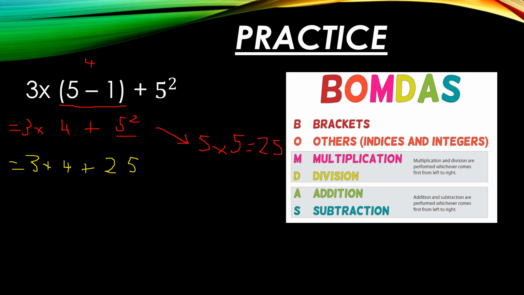Now if we look down again, we can see that multiplication comes before addition. So that means we are going to have to look at 3 times 4. So 3 times 4 equals 4, 8, 12. So 12. So now the sum will look like this. 12 plus 25. And the final step is to figure out the answer to 12 plus 25, which is going to equal 37.